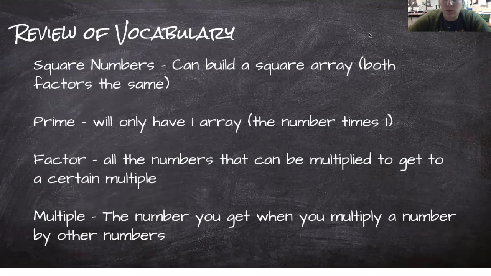A multiple is the number you get when you multiply a number by other numbers. So we went over the multiples of 24, which were 24, 48, because that was times 2, and 72, which is times 3. So a certain number times other numbers, and the answers that you get.